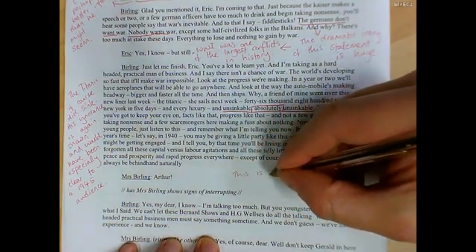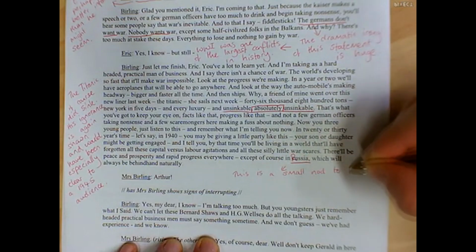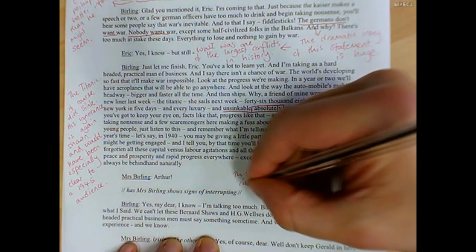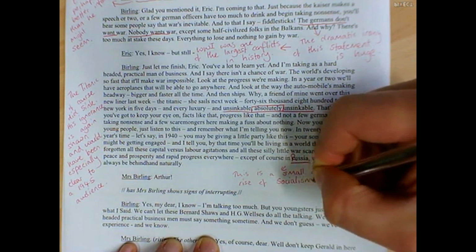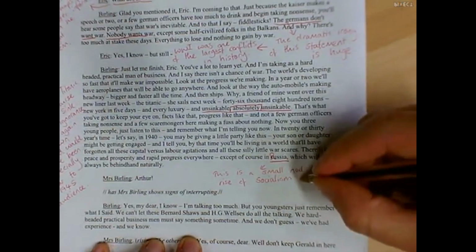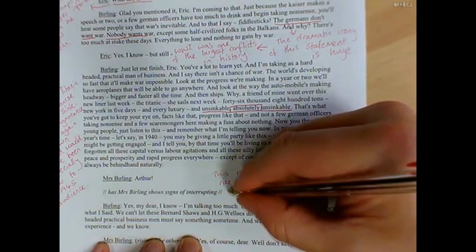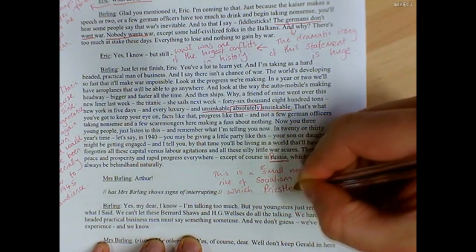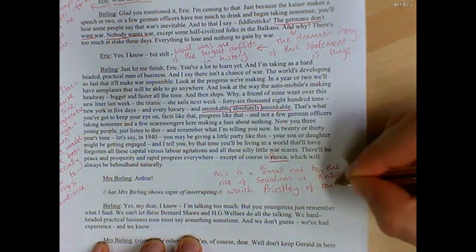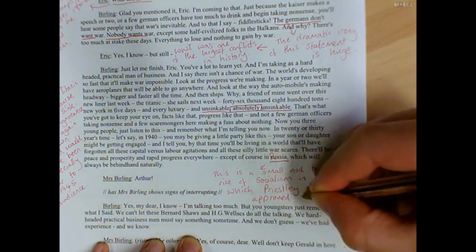Oh, incidentally, there's very few capital letters in this PDF, so I've just added one to Russia there. Priestley, of course, was a socialist. And by having Burling say that everyone will be prosperous except Russia, which will always be behindhand naturally, Priestley is, again, reinforcing this ignorance, because in his opinion, Russia was actually one of the most successful by 1945, in that it had fully embraced a socialist ideology.